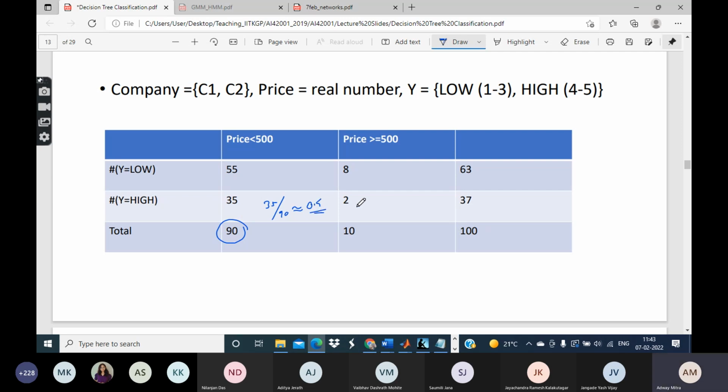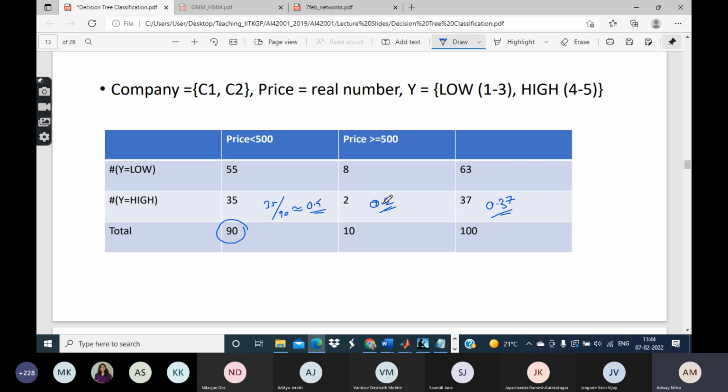If you consider the more expensive cameras which cost more than 500, there are only 10 of them and only 2 of them, that is 20%, have got high ratings. So if you consider the base case of 37% high rating, there is a slight marginal increase to 40% in one case, but in the other case there is a significant drop to 20%. So it's like saying that if a camera costs less than $500, there is not much we can say about it.